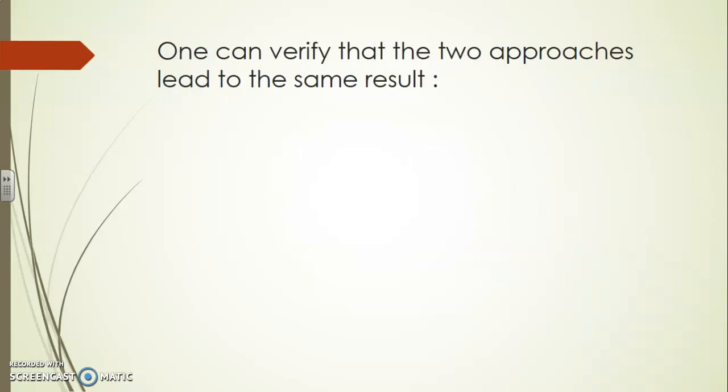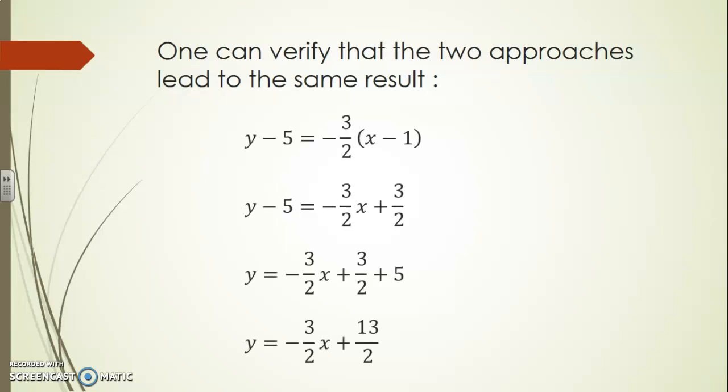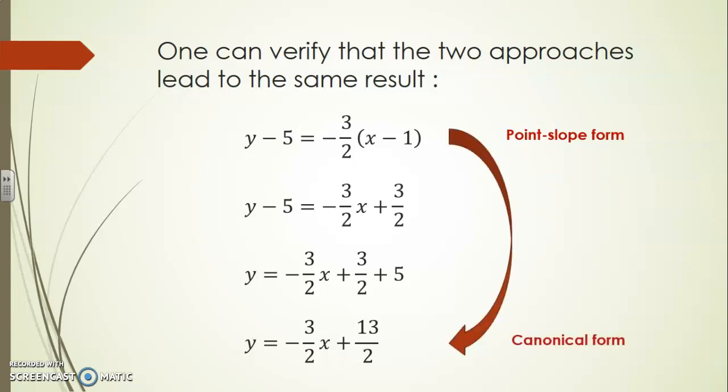We can certainly verify that the two approaches lead to the same line. Notice how, if we start from the equation in point-slope form, distributing the minus 3/2 to both the x and the minus 1, and moving the 5 across will eventually lead us to what we found to be the canonical form.